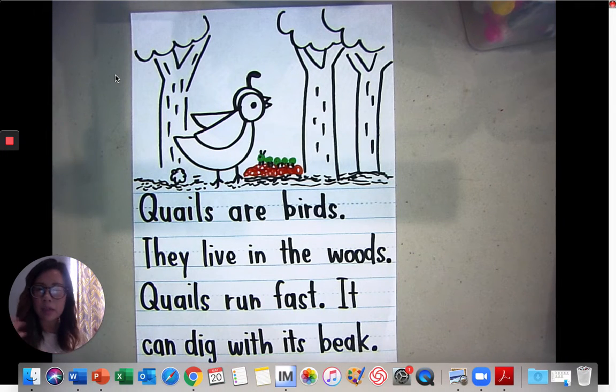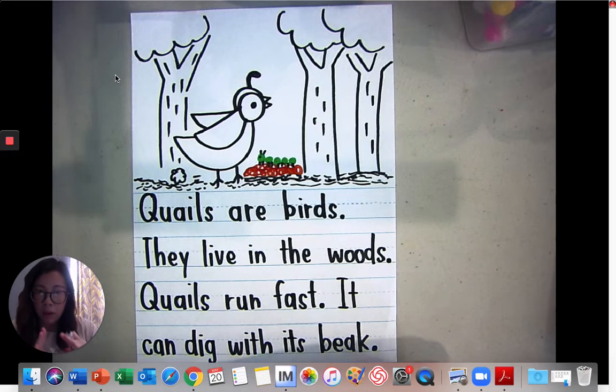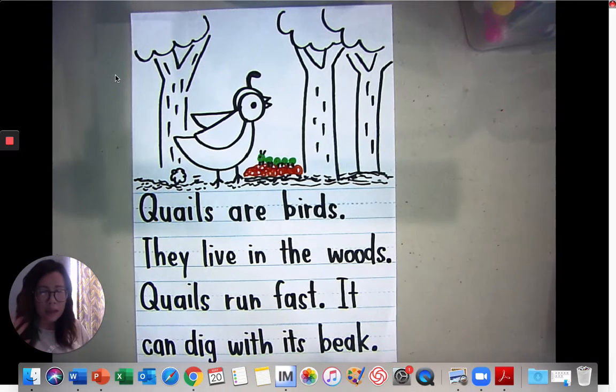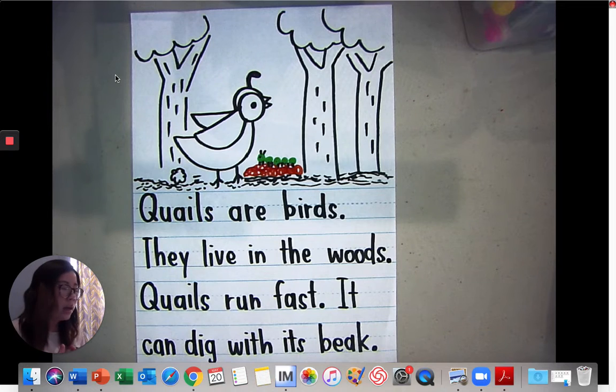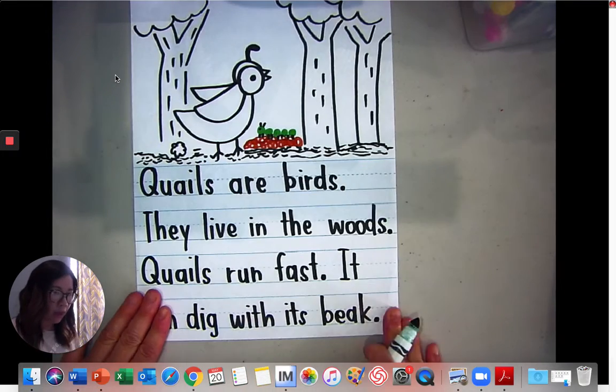Okay, now if I wanted to include one more sentence about a key detail about quails, I could talk about its appearance and how it looks, right? So when we compare quails to other birds, are they big or are they small? Are they brightly colored or are they more brown and natural looking? I think they're more natural looking because they're camouflaged so that in the forest, maybe predators can't find them as easily. So I'm going to flip my writing over because I've run out of room.